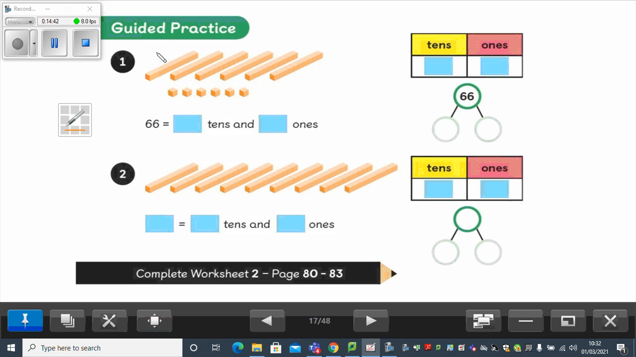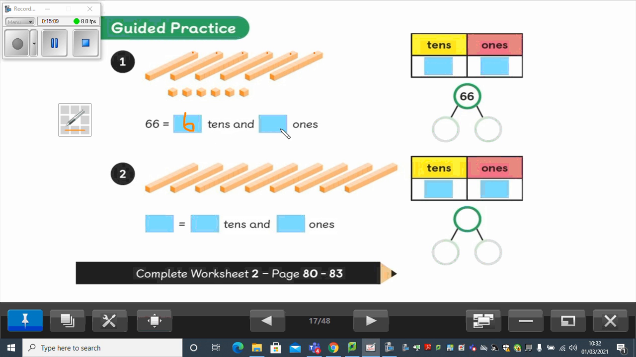Right, let's count them together then. So the first number, we were told the whole number of 66. So how many tens did we have? So let's count how many tens rods we have here. Ready? 1, 2, 3, 4, 5, 6. So we have 6 tens.